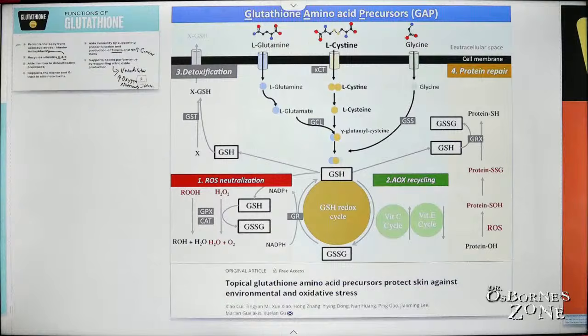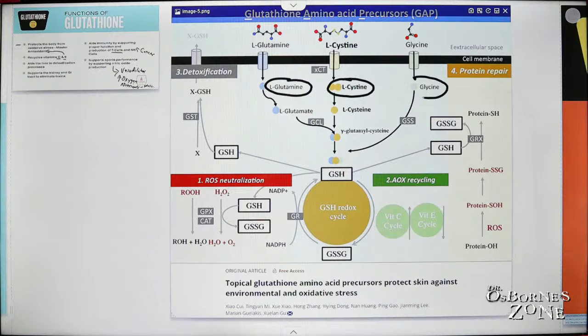But if you look here, glutathione, okay, at the central core here, you can see glutamine, cysteine, and glycine.